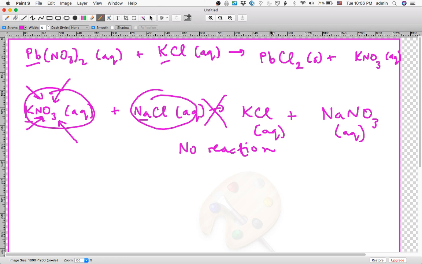Let me give you an example of something that forms a gas. Suppose I have some sodium sulfite. Sodium sulfite, that's an aqueous solution. And suppose I mix that with some hydrochloric acid. Yeah, aqueous.